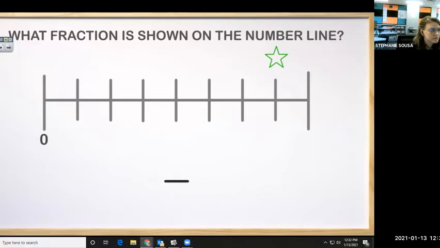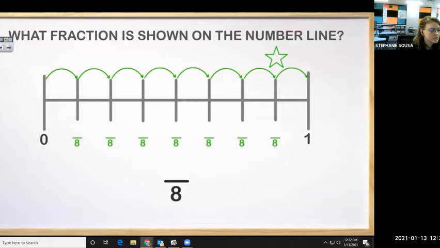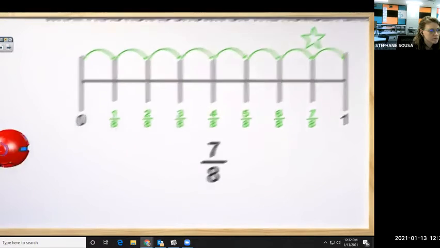We start at 0 and count 1, 2, 3, 4, 5, 6, 7, 8. We counted 8 parts. All that is left to do is count the parts up to the green star. Counting again, we count 1, 2, 3, 4, 5, 6, 7. We have both the numerator and the denominator, and the fraction shown is 7/8. Great job, guys! Let's take a look at another problem to see how we do.